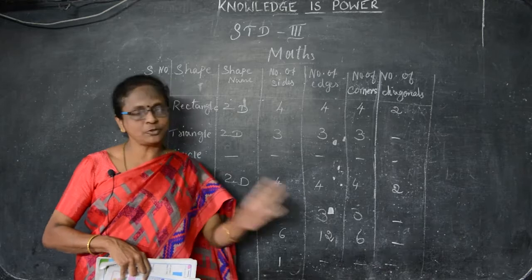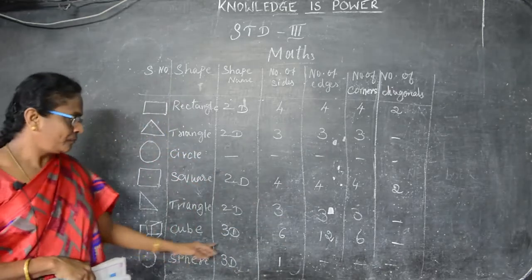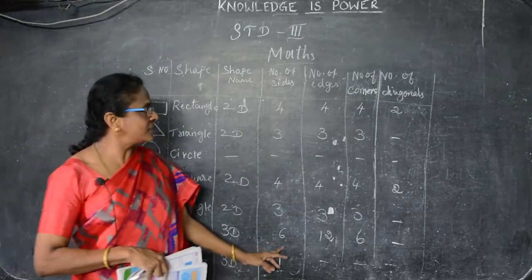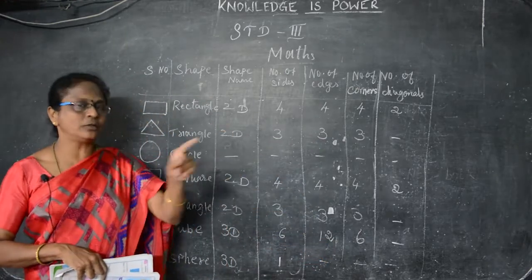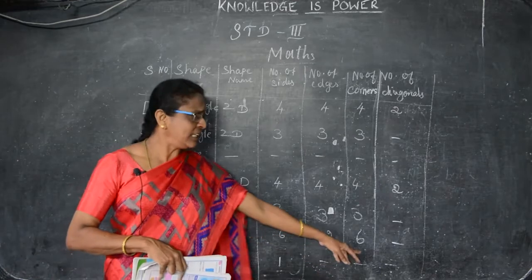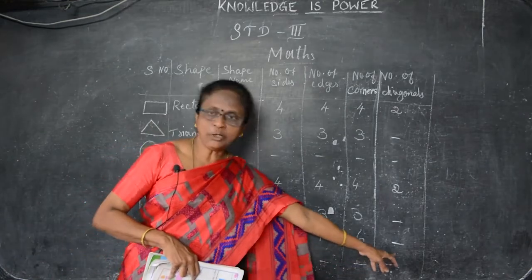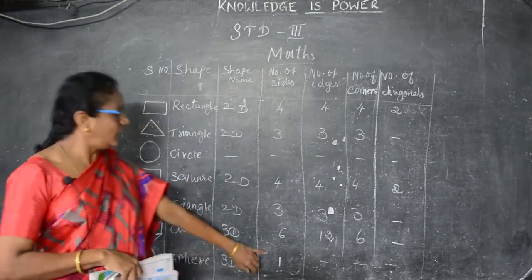In a triangle there are no diagonals. And a cube is a 3D shape with 6 sides, 12 edges, and 6 corners. All the 6 faces to 2 corners, that will be 12. And no diagonals. And a sphere has only 1 side.